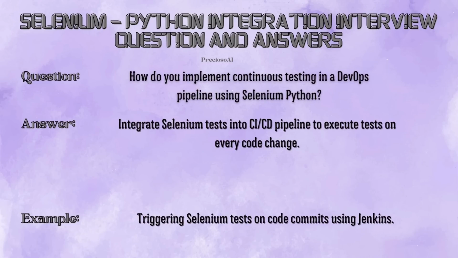Next question is: how do you implement continuous testing in a DevOps pipeline using Selenium Python? And the answer is integrate Selenium tests into CI/CD pipeline to execute tests on every code change, for example triggering Selenium tests on code commits using Jenkins.